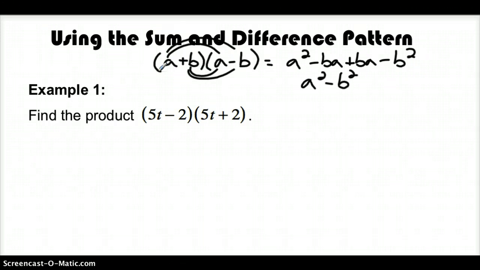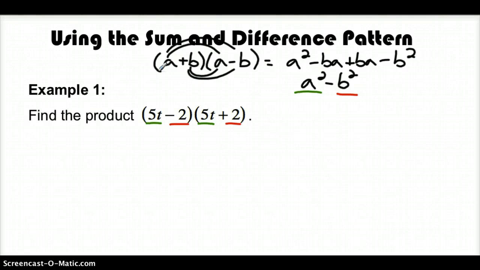When we look at this particular product, 5t minus 2 times 5t plus 2, what we can do is call this our a. 5t is our a here, and 2 is our b. I'm going to get those 2's in a different color here. The 2's are going to be our b. So 2 and 2.